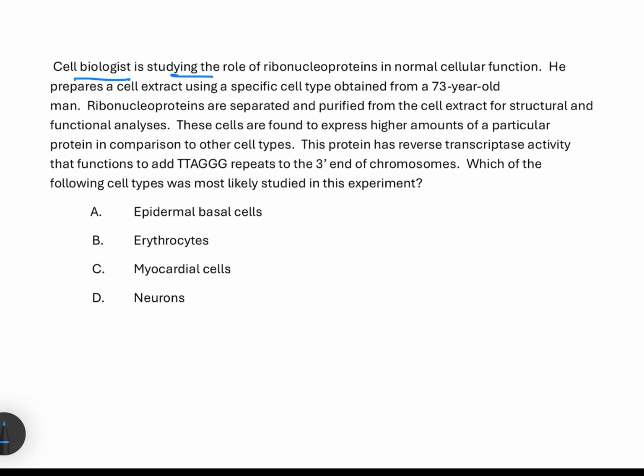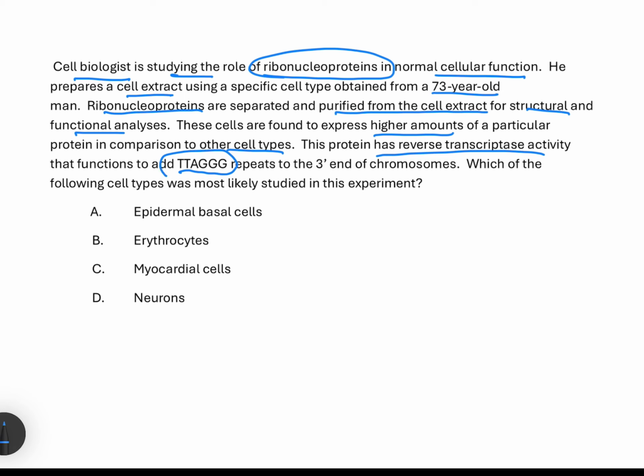A cell biologist is studying the role of ribonucleoproteins in normal cell function. He prepared a cell extract using a specific cell type obtained from a 73-year-old man. Ribonucleoproteins are separated and purified from the cell extract for structural and functional analysis. These cells are found to express higher amounts of a particular protein in comparison to other cell types. This protein has reverse transcriptase activity that functions to add TTAGGG repeats to the 3' end of chromosomes. Which cell type was most likely studied in these experiments?